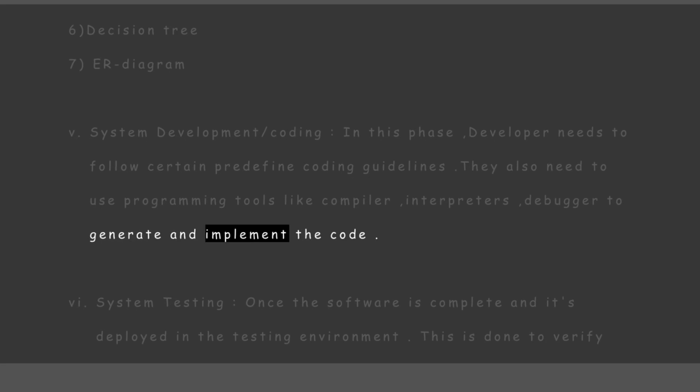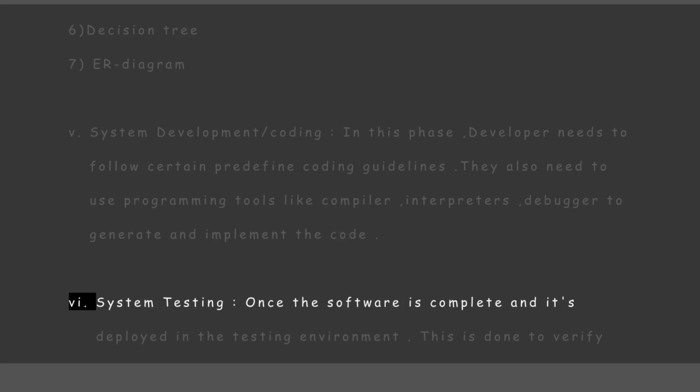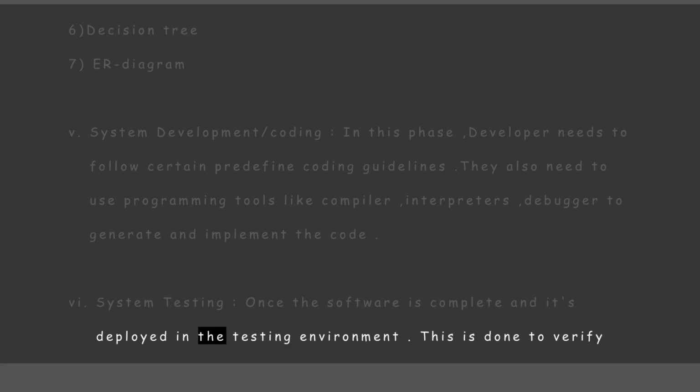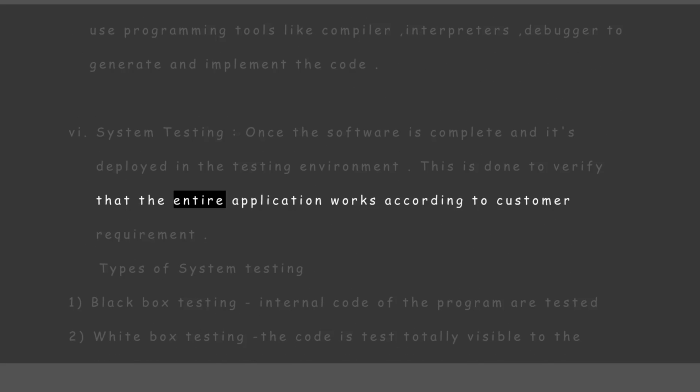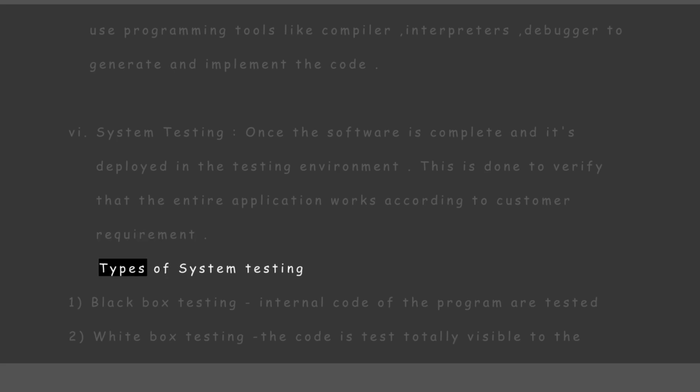Debugger to generate and implement the code. 6. System testing. Once the software is complete and it's deployed in the testing environment, this is done to verify that the entire application works according to customer requirements. Types of system testing. 1.